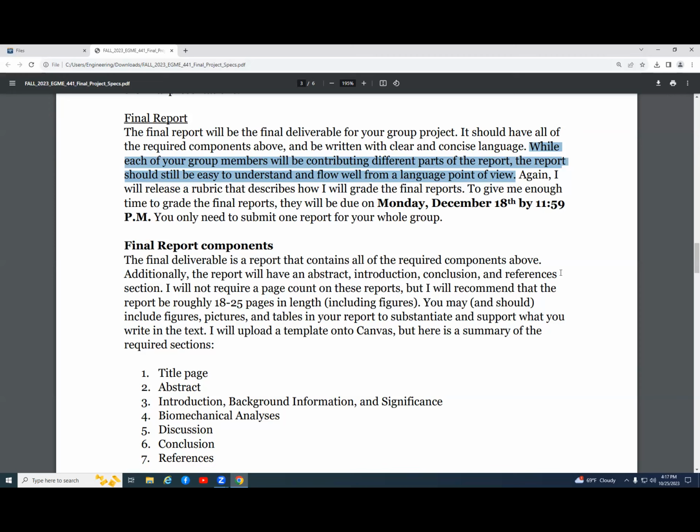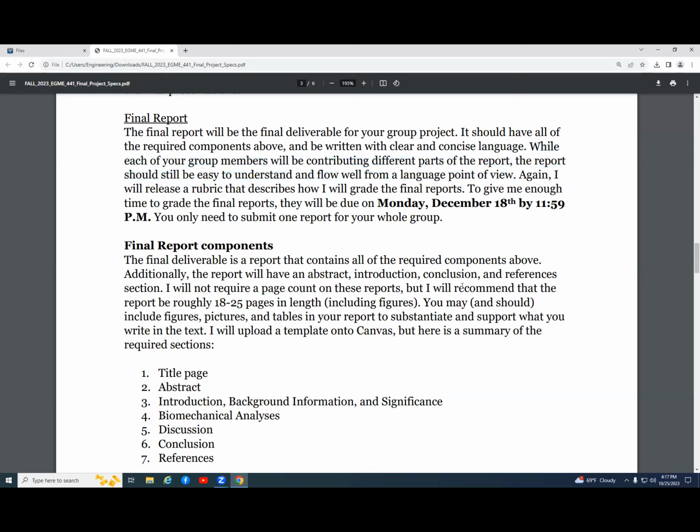Okay. Because editing a group project like this is not easy. So if you've never done it before, it does take a lot of work to synthesize everyone's contributions. But I do want a good, cohesive report. If I wanted four individual reports, I would just have this be an individual project. So, I want you guys to work together and make sure that the final deliverable is something nice, something that you can actually present and be proud of. Okay.